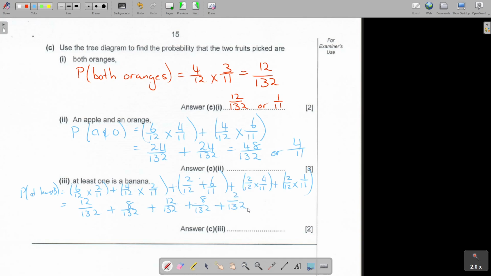Okay, and then if I add up all of this, that is going to be 42 over 132. Or, so it can be 42 over 132, or simplifying, 21 over 66, or 7 over 22. Okay, and that will be the last one. I would actually say this one could have counted for a little bit more marks, but it's fine. It doesn't matter. That is the method of how you do it.